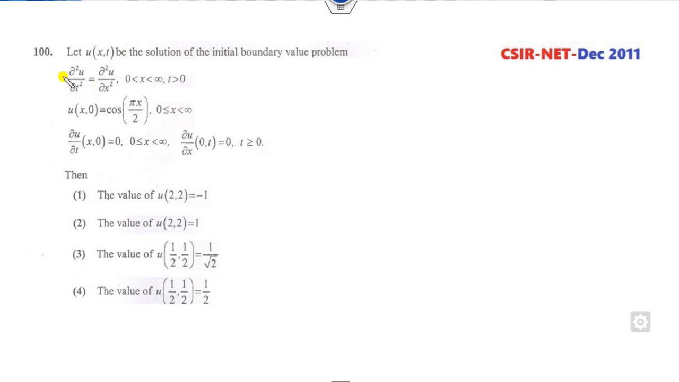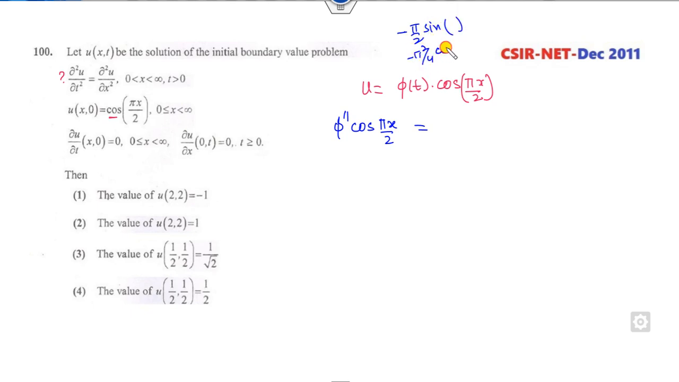Again, you can see the coefficients are my constant. The solution is in this form. So my solution will be phi of t cos pi x by 2. Fine. I can substitute. What is the second derivative? Phi double dash cos pi x by 2. What is the second derivative of this? The first derivative will be pi by 2 sine. The second derivative will be pi square by 4 cos. So phi minus pi square by 4 cos pi x by 2. So cos pi x by 2 cancels out. So what is that? This is phi square plus of 4.